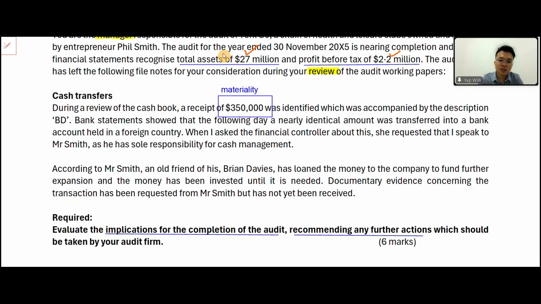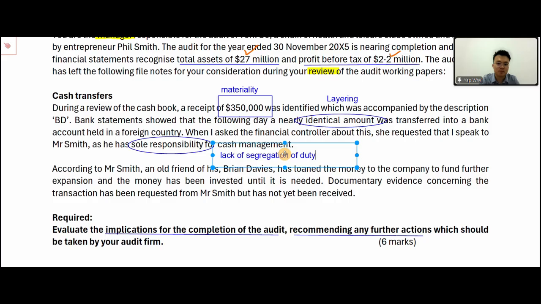And then the nearly identical amount. You see that? Today money comes in, tomorrow the money goes out. What does this look like? It looks like a layering process. It is actually a layering process, so your client is now possibly involved in money laundering. You have to be very careful. And the question also mentions that he has sole responsibility for cash management. That is an indication of a lack of segregation of duties.